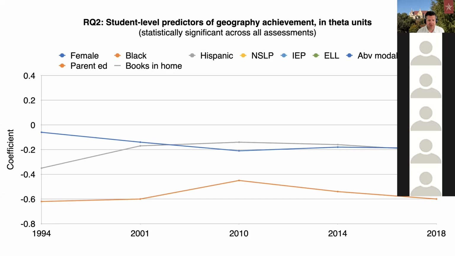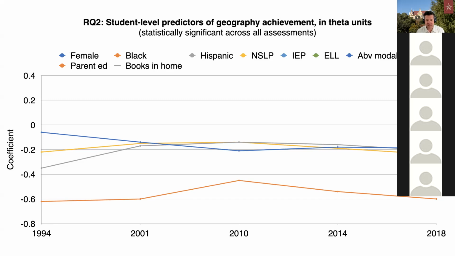The achievement gap for Hispanic students is a bit lower. In 1994, almost 0.4 standard deviations lower. But we do see a narrowing of the gap into the most recent assessment, of about 0.2 standard deviations lower on the geography assessment. For students eligible for free or reduced lunch, it's similar, trending around 0.2 standard deviations lower over the study period.